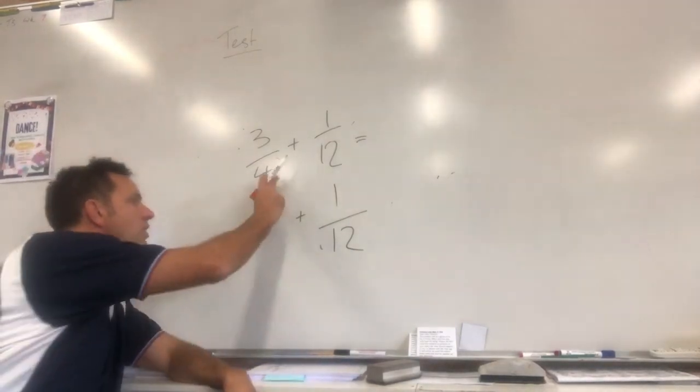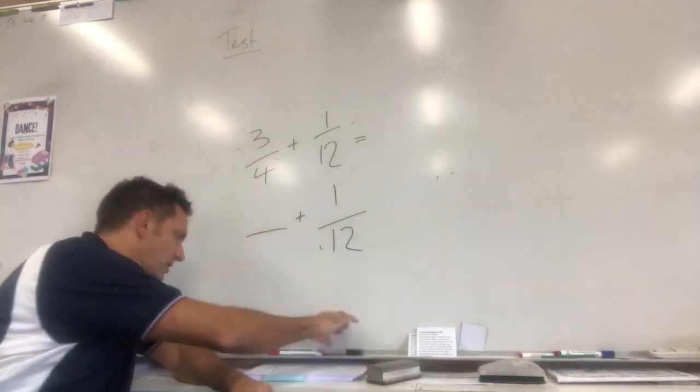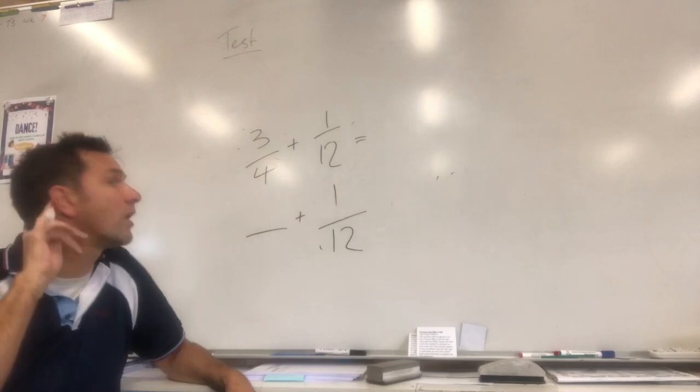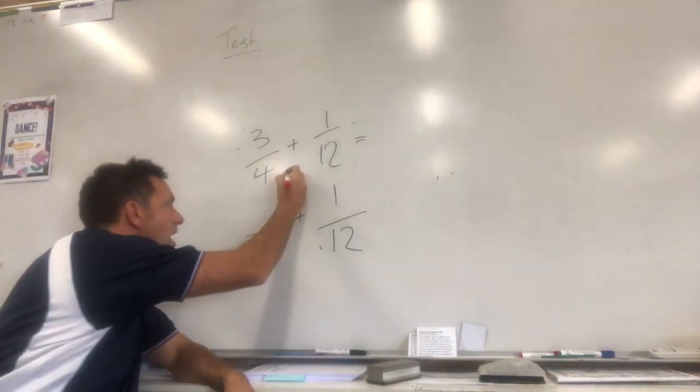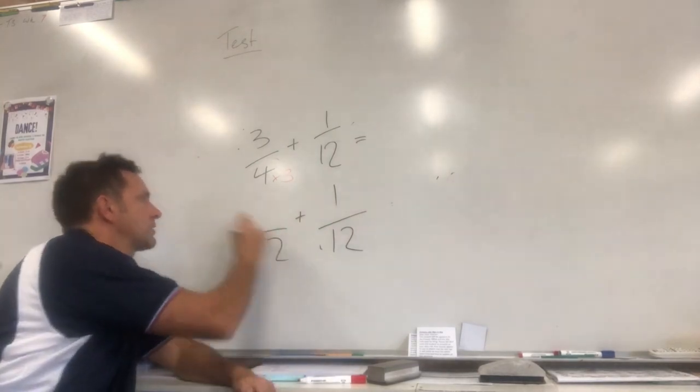So 4 times, well here. Let's turn 4 into 12. 4 times what equals 12? 3. Okay, so 4 times 3. I'll do my times 3. Now it's 12. We'll put it down here. Right, this is what it equals.